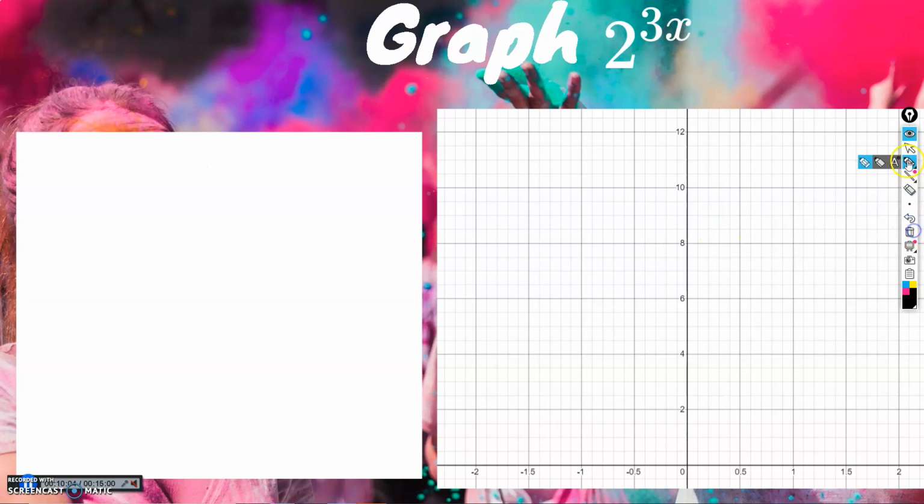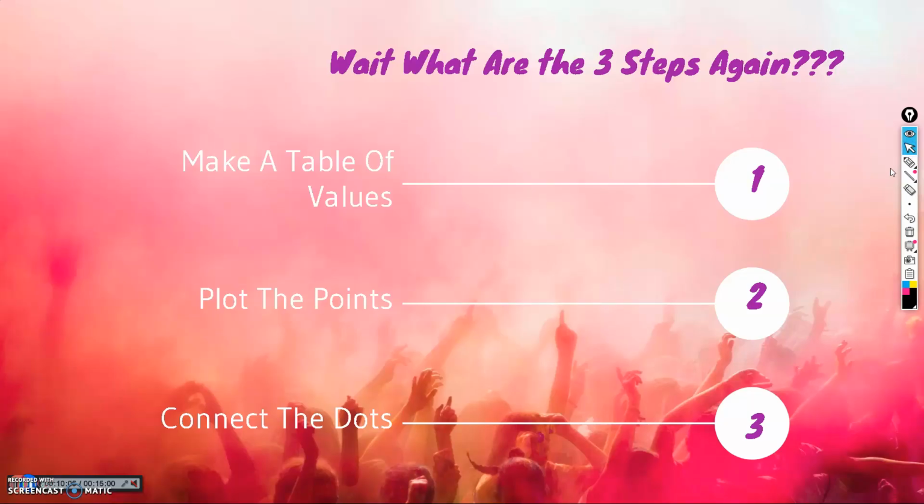So let's review, shall we? So what are the 3 steps again? 1, make a table of values. 2, then plot the points. And 3, connect the dots. And again, if you're anything like me, step 3 is going to be the hardest step of them all.